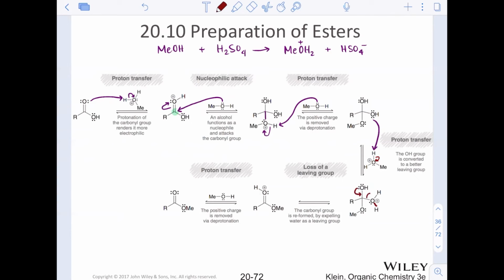Roll the electrons back down, kick out water as the leaving group, and then in our final step, we will deprotonate the oxygen of the carbonyl. Now, again, same base nucleophilic attack and loss of leaving group that we've been doing, just a lot of extra proton transfers peppered in. So be very aware of these.